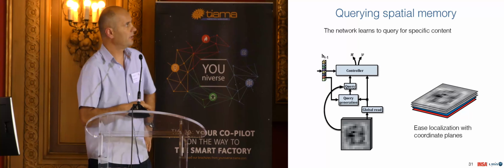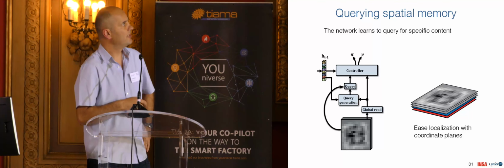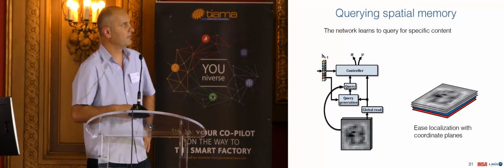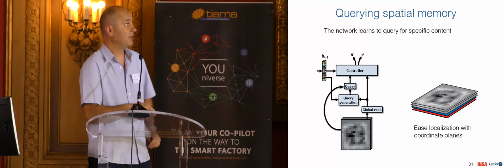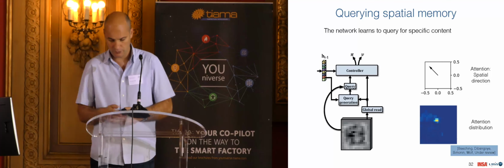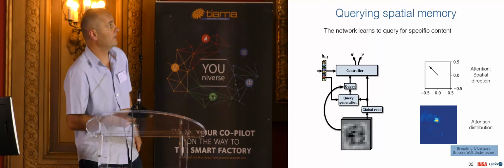So how does this look like? We have a query generator, which takes the hidden state, takes the global read, outputs a query, and this query vector is checked against the inputs with the L2 norm or something, and then we get the output. Well, just before I finish, visualize this.